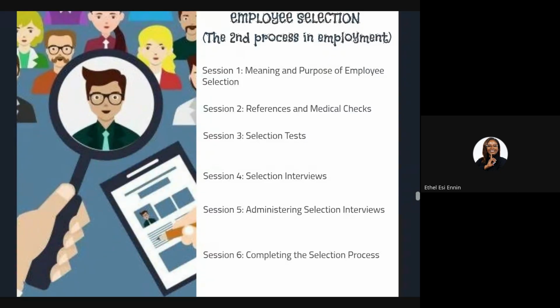Let's pay attention to application letters. Please, once again, let's pay attention to application letters henceforth. All right, let's go to the application form.